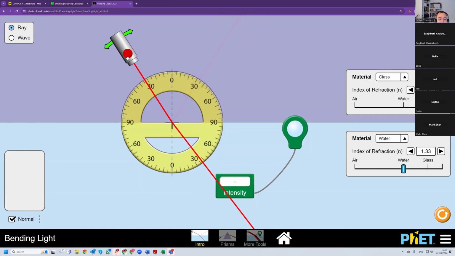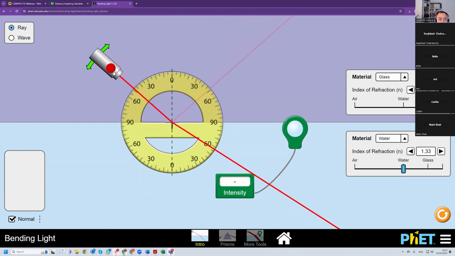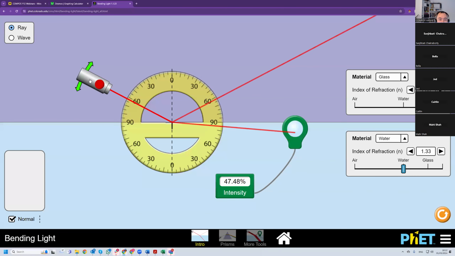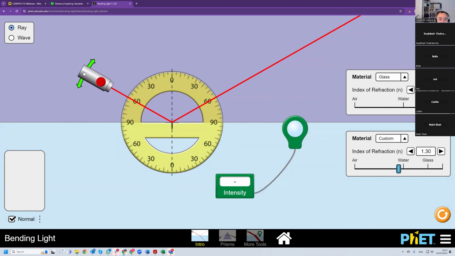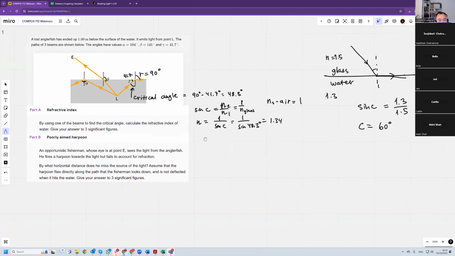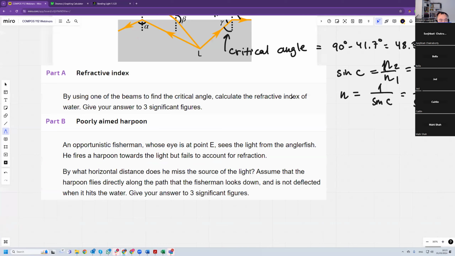So let's increase the angle and increase the angle until we reach critical. And, well, it's 60 point something. I'm guessing if I make this 1.3, the critical angle is actually 60. All right, that works. And okay, at 1.34, right?